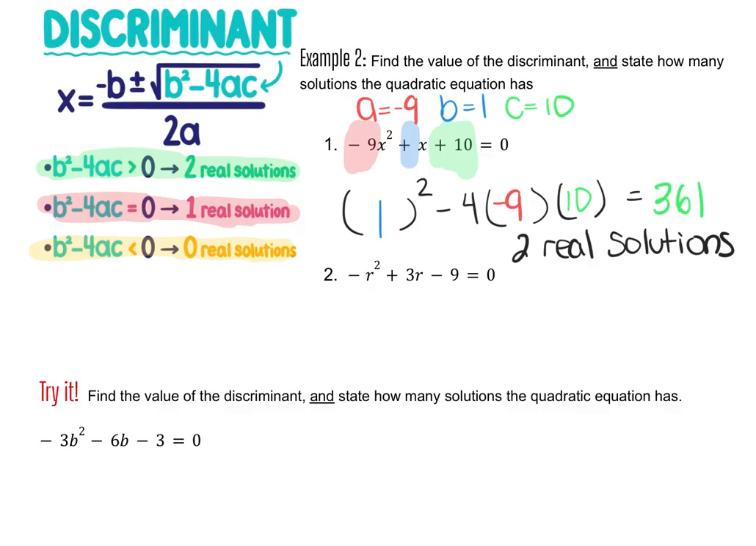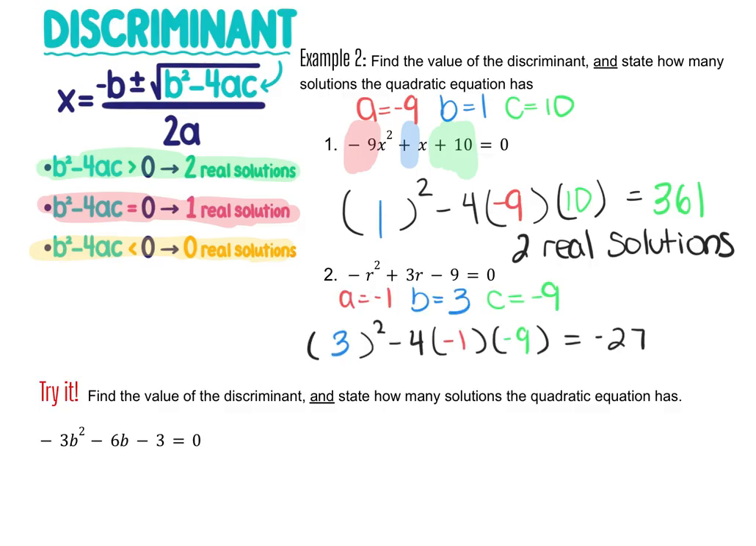So example 2, also in standard form, I'm going to go ahead, identify my A, B, and C, plug into my formula to find a value so that I can determine the solutions. So if I find the discriminant, I end up with the number negative 27. So I can use this to identify what type of solutions I will have. This is a negative number, so I will have 0 real solutions.